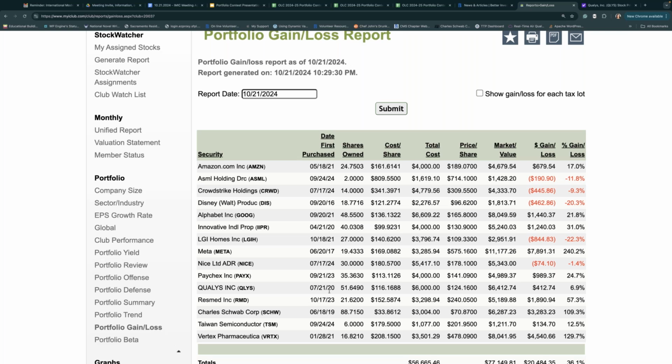Here it is. We bought it in 2020, almost five years ago, and it's only gained like 6.9%. If we're supposed to double in five years, I just don't like this stock.